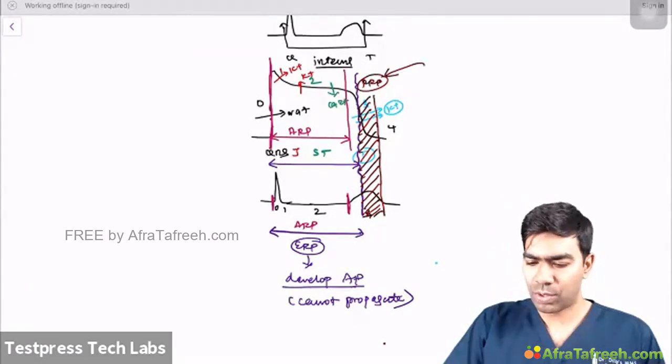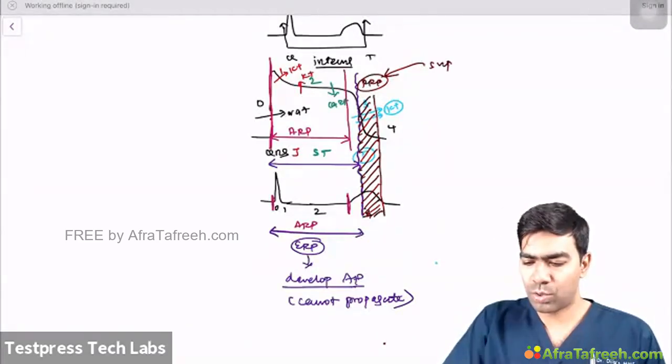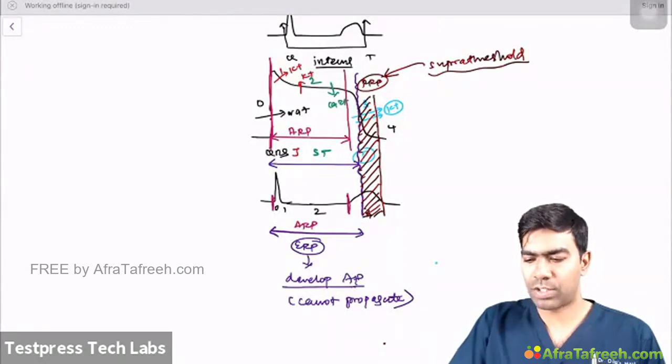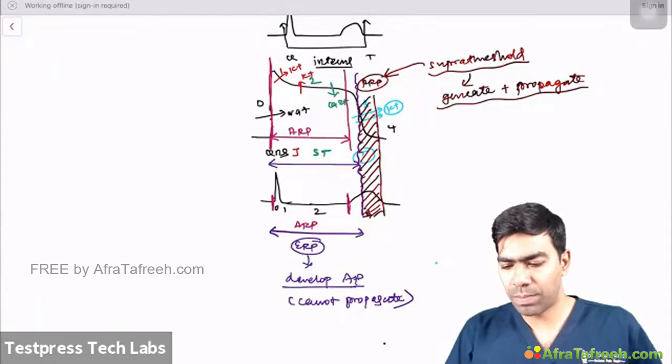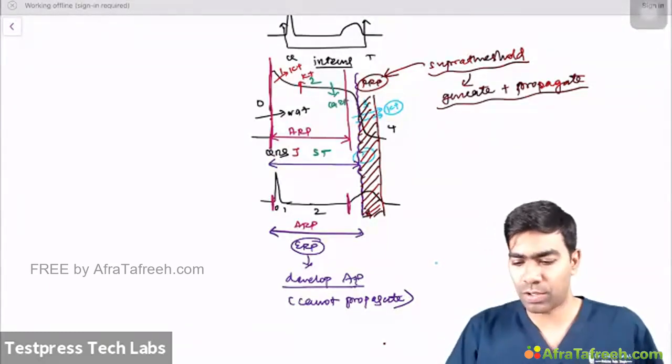In this zone, which is considered one of the dangerous zones, if you give a supra-threshold stimulus, you can generate an action potential, plus you can propagate the action potential also. So that's a very dangerous area, which means if some new impulse acts on this relative refractory period, you can generate and propagate the action potential, which means they can generate new arrhythmias.